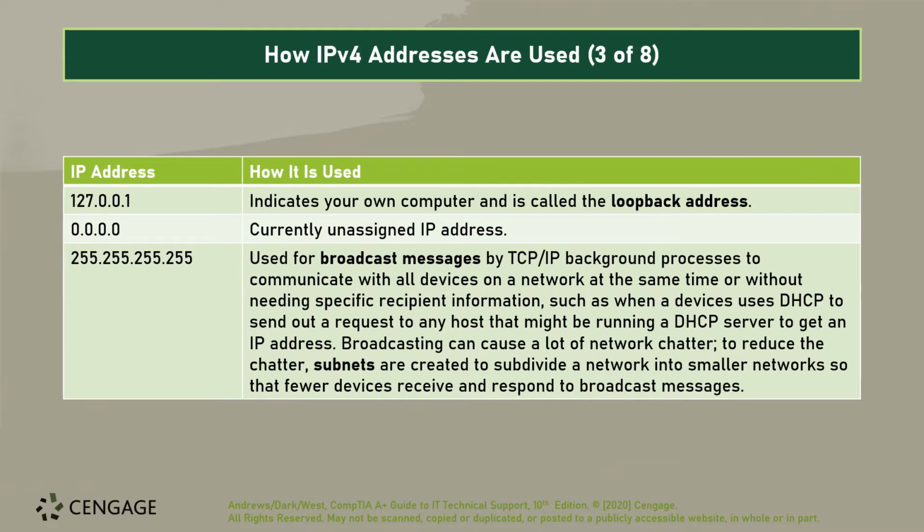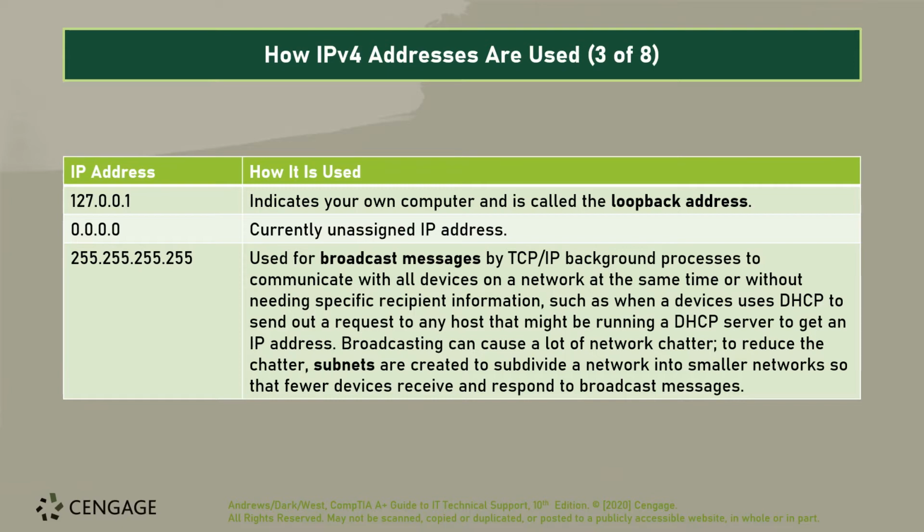All ones would generate a 255.255.255.255 address. This is used for broadcast messages by background processes to communicate with all devices on a network at the same time without needing specific recipient information. So an example of this is when a device would use DHCP to send out a request to any host that might be running a DHCP server to get an IP address, DHCP solicitation, if you will.